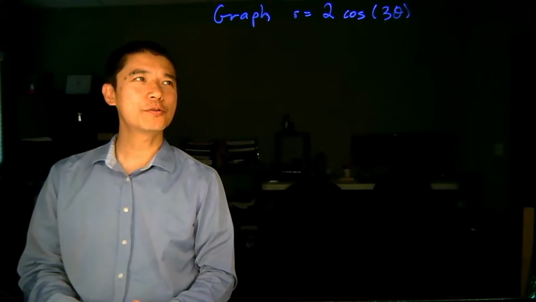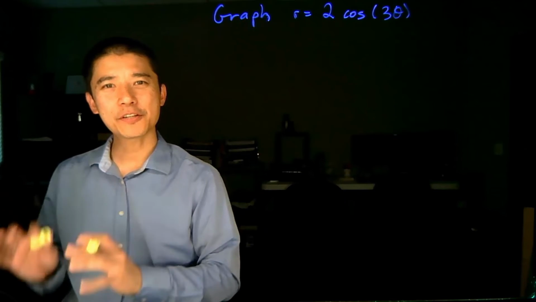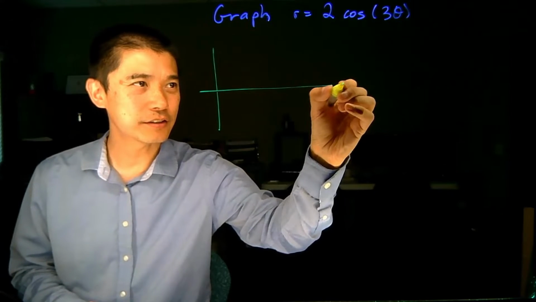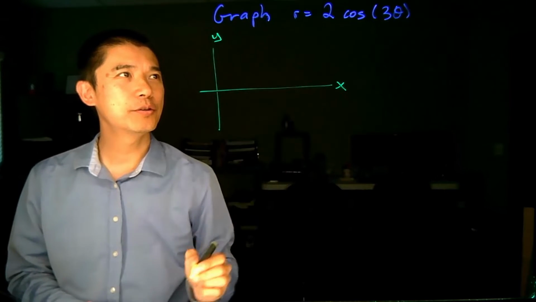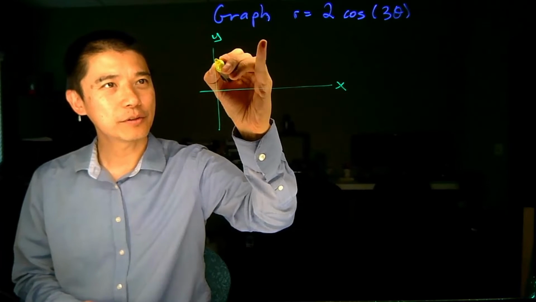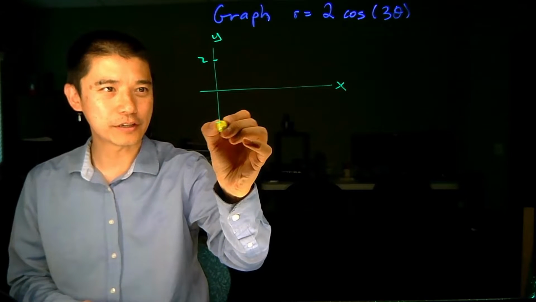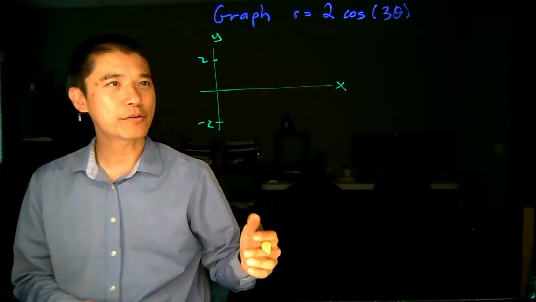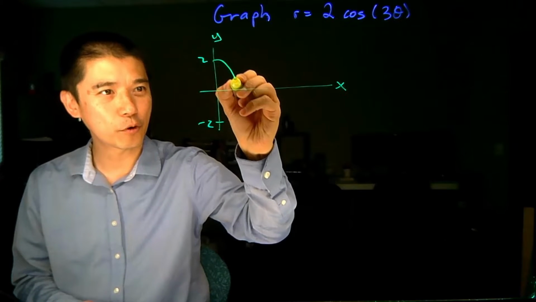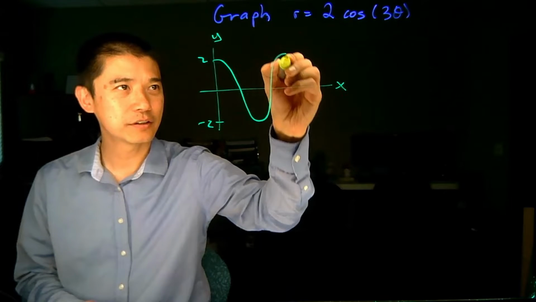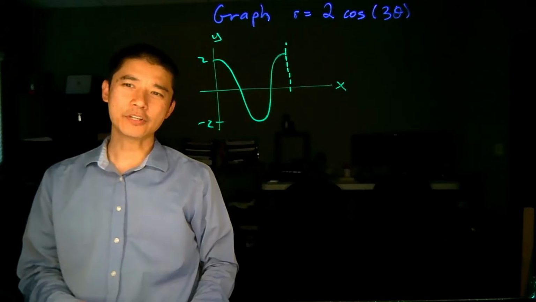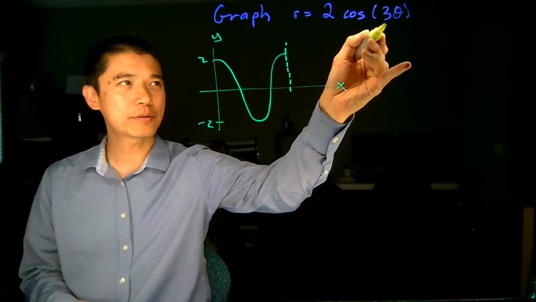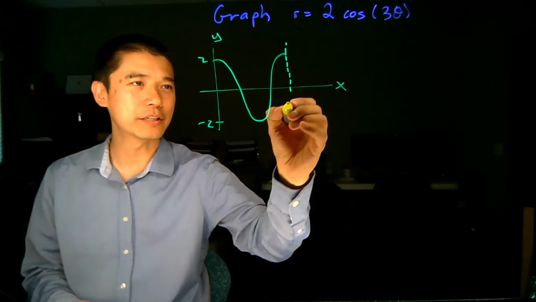Graph r equals 2 cosine 3 theta. This is going to have some additional features that will come out of looking at the graph. So let's take a look. Here is our x and here's our y. 2 cosine 3 theta. Well, that's going to start up here at 2, and it's going to go down to negative 2. But this 3 right here, what's that going to do? The 3 is going to tell us that we're going to have more periods. It's going to vibrate faster. So the question is, where is that? Well, the normal period is 2 pi, and so we have 3 times theta. That's going to be 2 pi over 3 is going to be our period.